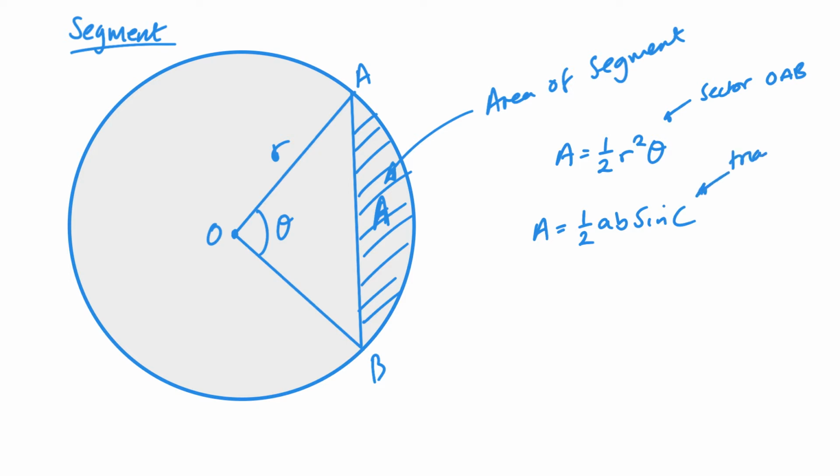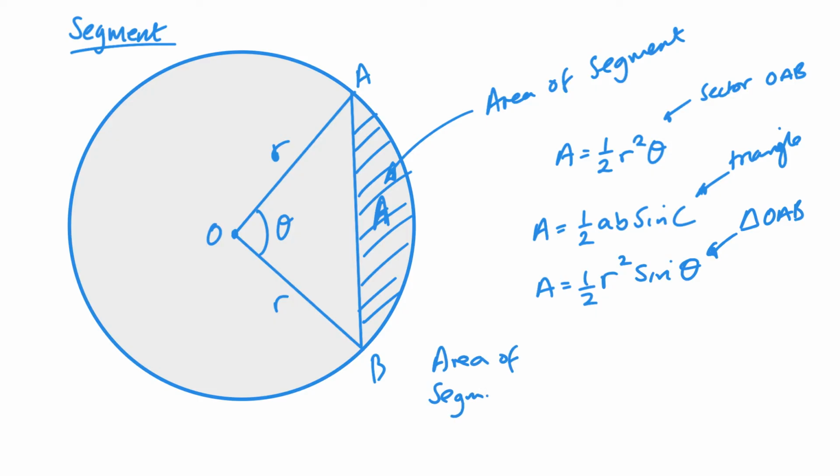So, triangle. In this case, a and b are both radii. It's two sides and the angle in between them. The two sides are both radii, so it's r times r, so r squared sine theta. So this is now my triangle OAB. And to find that little sliver of area, the segment, we want to take them away from each other.